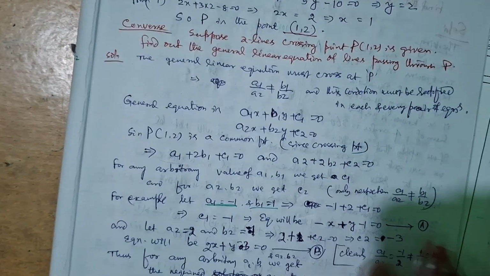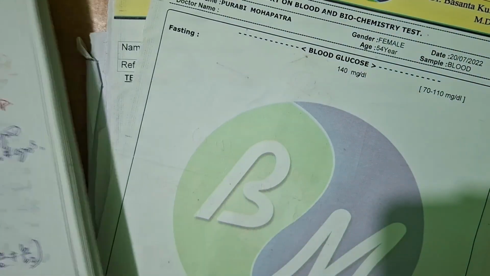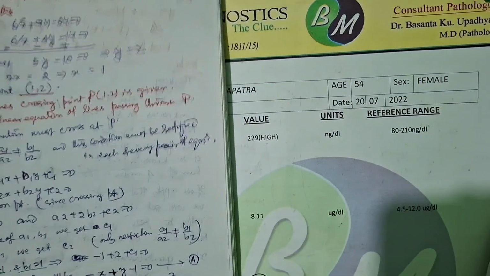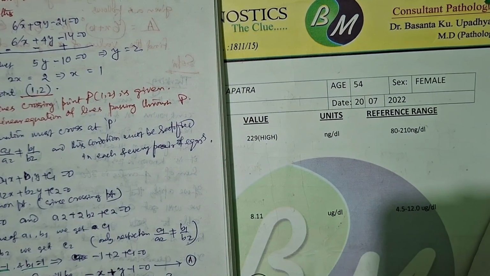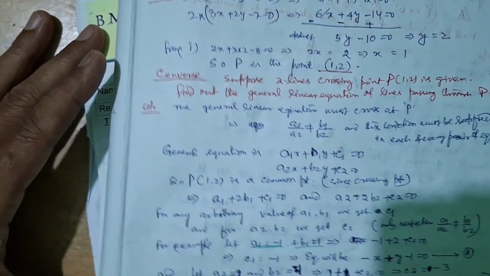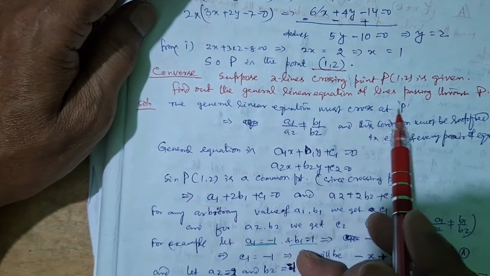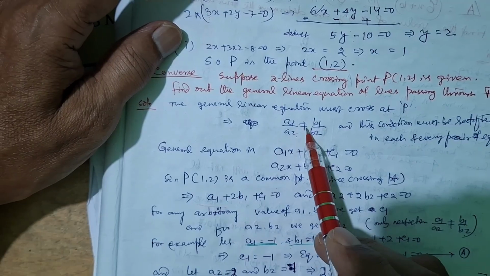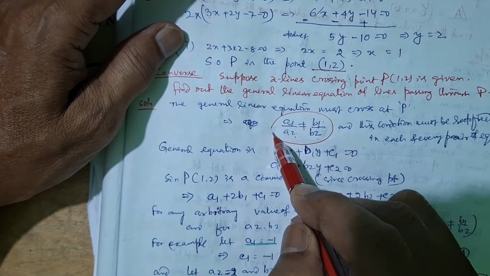Okay. Converse. Suppose two lines are crossing, just what I have told here in detail. Some examples are further given. The examples I have already discussed. Another example is also given. The converse. Okay. In general, linear equations must cross at P. So A1 by A2 must not equal B1 by B2. That is the only condition required.